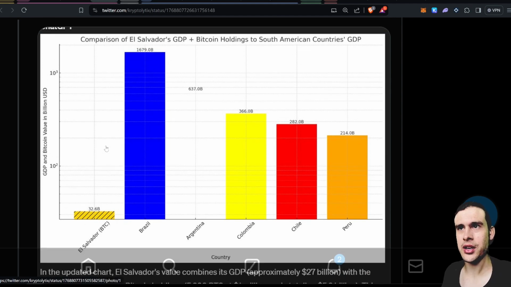So I don't really know what kind of exports and stuff they have or their GDP. But I'm sure this will be on the up anyway over the next decade, I suppose. But yeah, they're pretty small, I guess, comparatively. And we don't know if any of these other South American countries are buying Bitcoin as well.